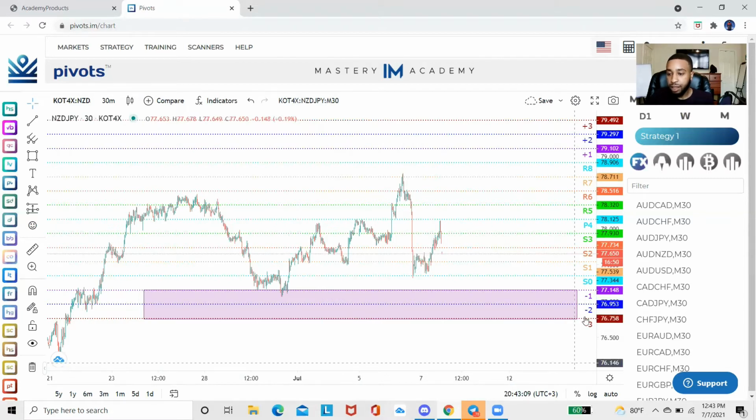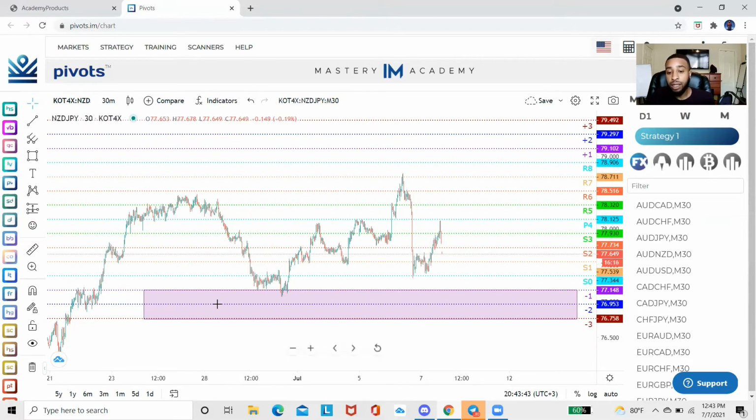You can also see the parameters of these lines over to the right. It says 76.758, 76.953, 77.148. Those are the exact parameters of the areas in the market that pertain to a pivot level. So what is a pivot level? A pivot level is an area where you figure the market is going to pivot. If the market is going to pivot at an area, it's probably going to represent a support and resistance. It's the only thing it can really be.